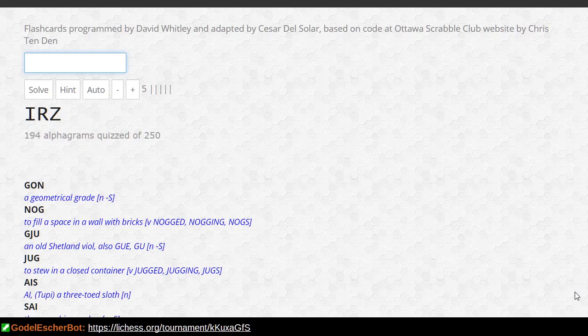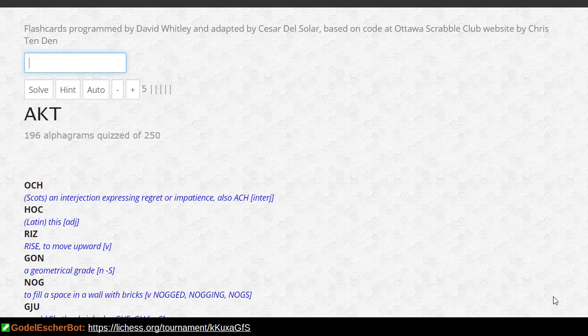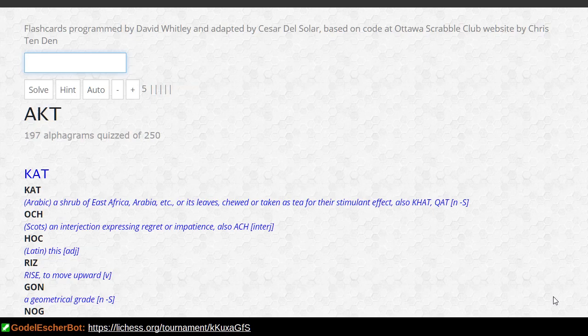I think ZIR is a pronoun. Perhaps I'm mistaken. Riz. To rise, to move upward. Hawk. This. Cho. Book. An interjection expressing regret or impatience. Huh. Cat. Shrub. Also spelled Q-A-T. This is why we've seen it used so frequently in Scrabble.